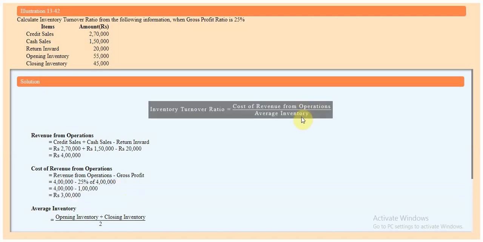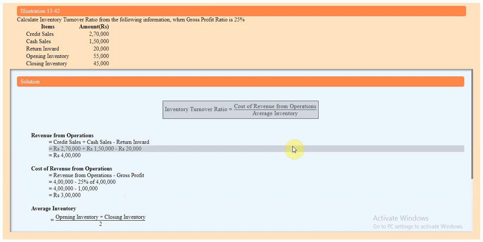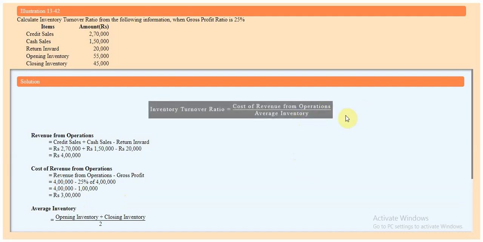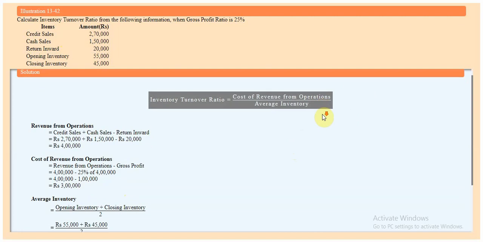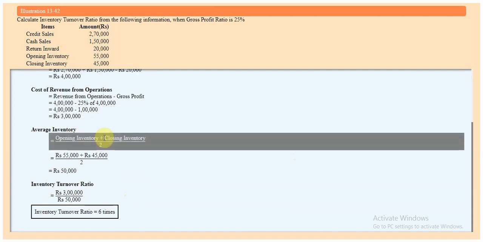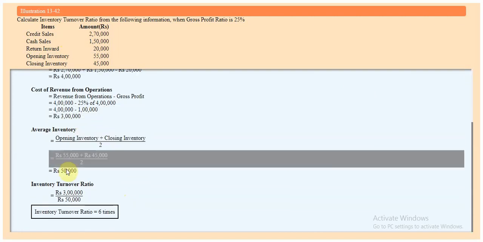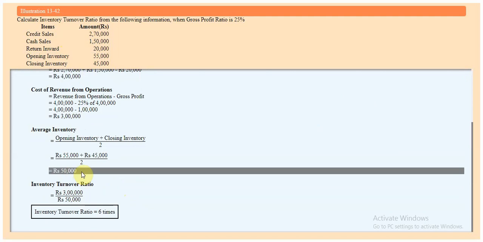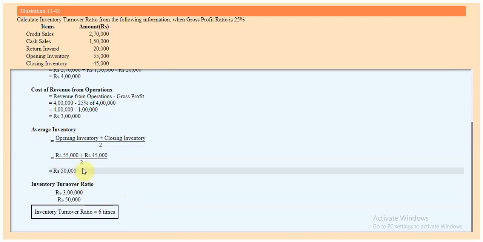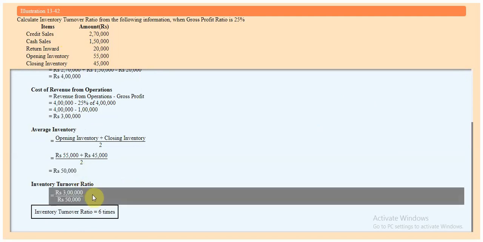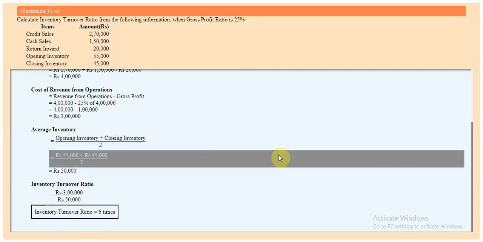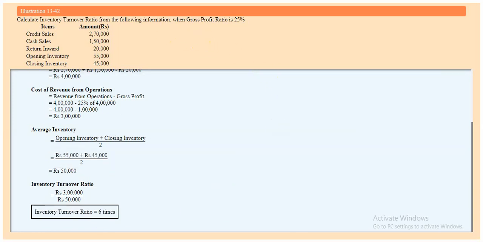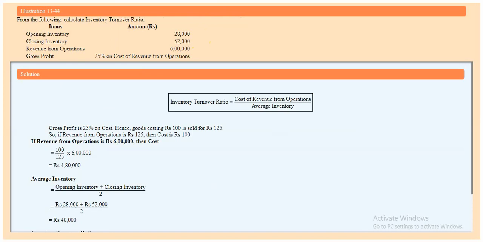Now the denominator, which is average inventory. They have given the opening inventory, closing inventory. So it's going to be simple. We will just calculate opening plus closing divided by 2. So we have an average inventory of rupees 50,000. So substituting in the inventory turnover ratio formula, we get the inventory turnover ratio, which is 6 times. So with this the problem is over. We will go to the next problem.